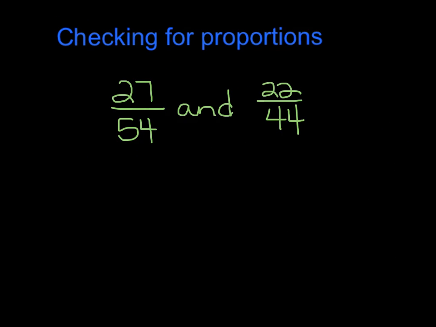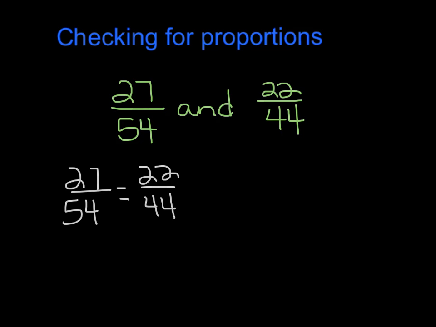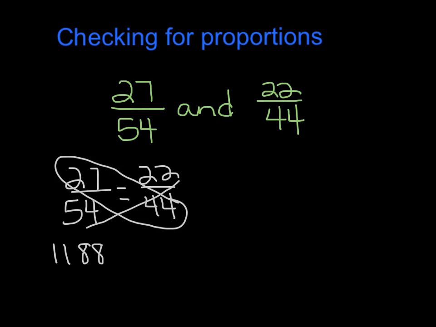To check and see if 2 ratios are proportional, all you do is set it up as a proportion and then check the cross products. So this one you could check: 27 is to 54 as 22 is to 44. I'm going to plug this into a calculator and do 27 times 44, and that is 1,188. Now I am going to check 54 times 22, and that is 1,188. If those cross products are equivalent, that is a proportion.